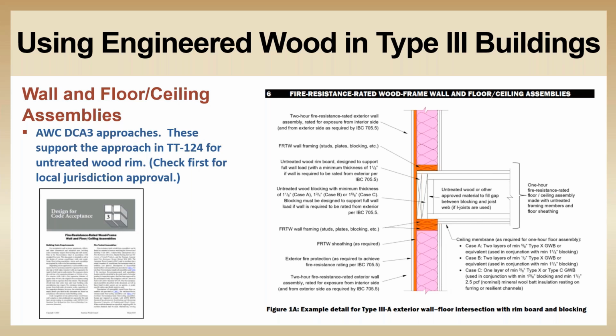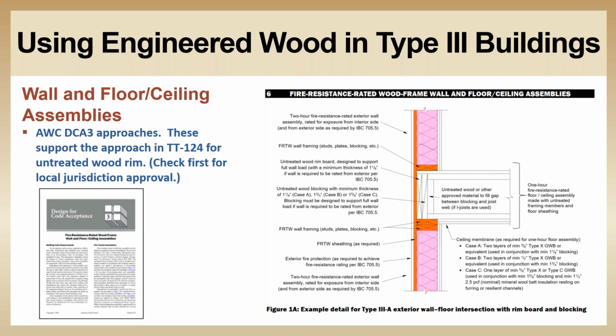One approach that's promoted in the American Wood Council DCA 3 is that in platform construction, the rim is considered part of the floor assembly, not part of the exterior wall assembly, and therefore not required to be fire-resistant treated wood. However, they do acknowledge that the portion of the floor that transfers the load from the wall above to the wall below must be designed to provide continuity of the fire-resistant rated walls from above to below.